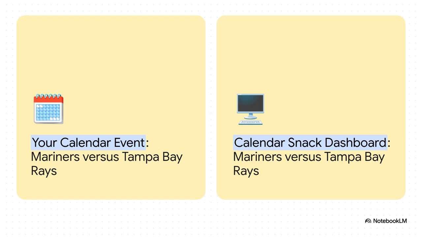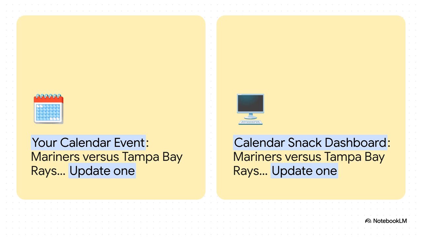Okay, on the left, you see an event on Greg's personal calendar for a baseball game, Mariners versus Tampa Bay Rays. Now, look at the right. That exact same information has automatically shown up in his Calendar Snack dashboard. The data is a perfect mirror image, and this is just brilliant. It shows you the power of that connection.